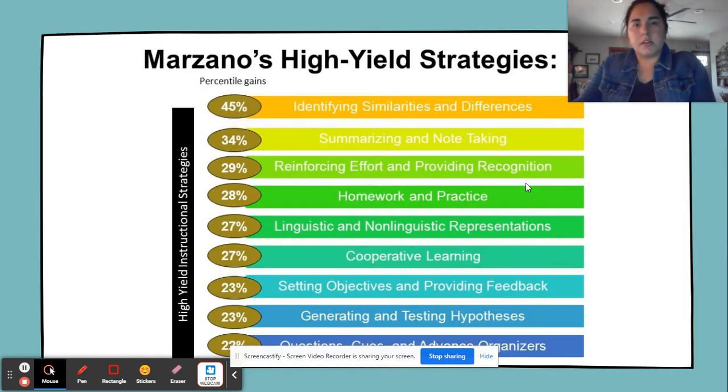And here we have Marzano's high yield strategy. It's not necessarily part of Marzano's framework for effective teaching, but it is very important for when implementing effective instruction. So, for example, we have identifying similarities and differences. Whenever this is done and implemented into a lesson, student understanding and comprehension increases by 45%. And all of these percentages, that's what they're explaining.